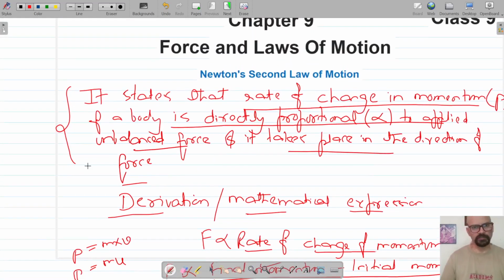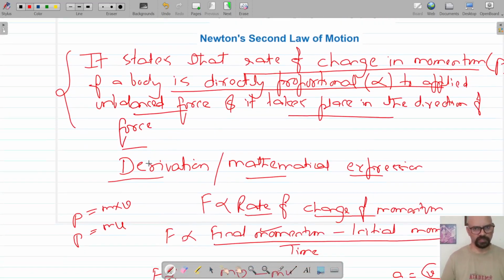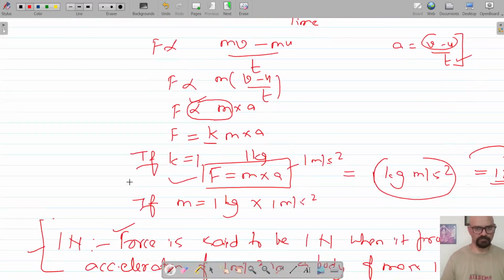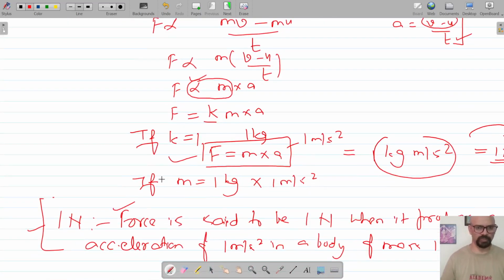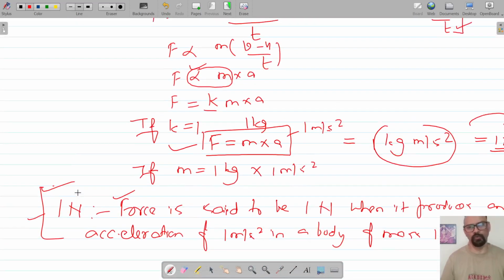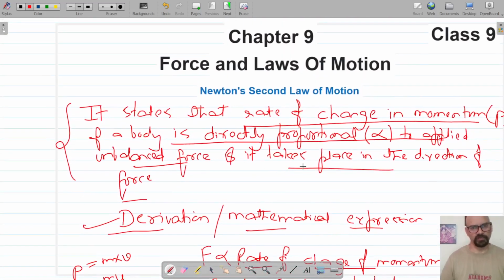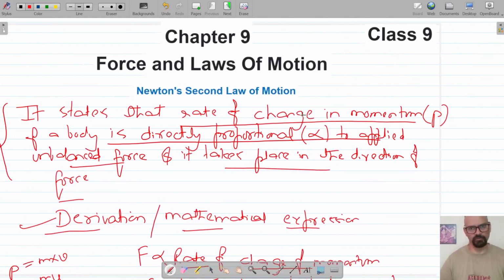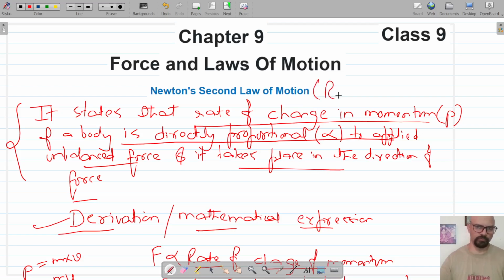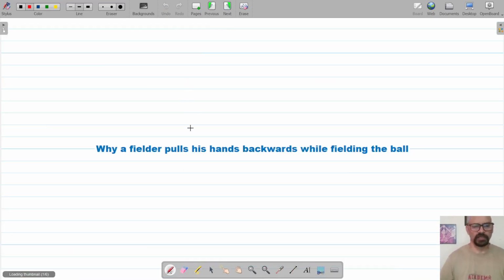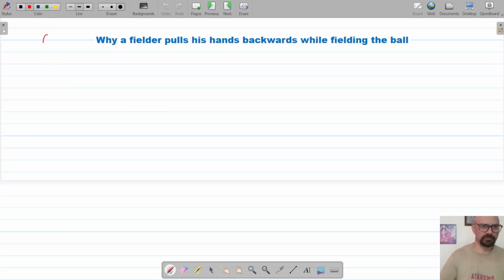So the question here is: state Newton's second law of motion and derive the mathematical expression for it, which is F equals m into a, and hence define 1 Newton. This is Newton's second law of motion. It is also called the real law of motion, and why it's called the real law of motion, we will discuss once we have studied Newton's third law as well. Okay, so let's move on to its applications. Our first application is why a fielder pulls his hands backwards while fielding the ball.